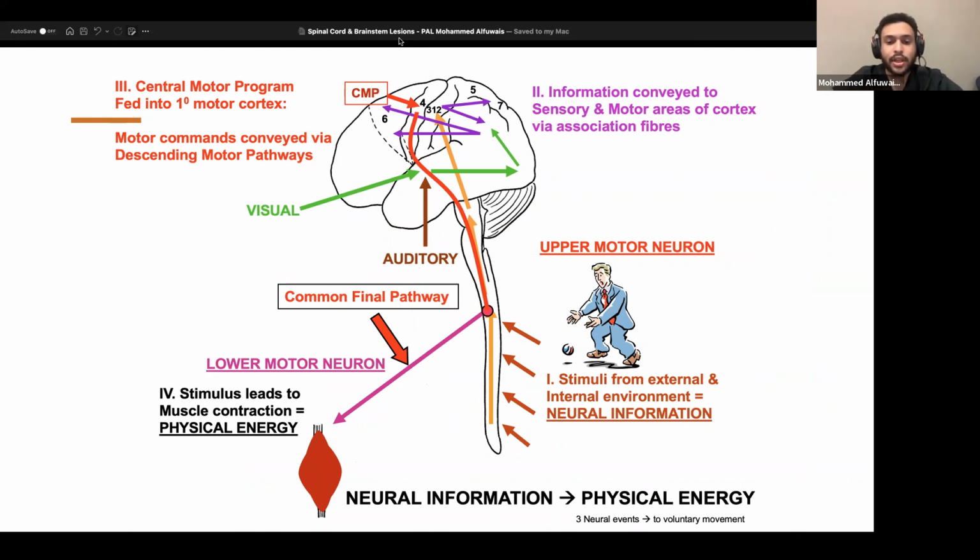So I got a question. A lesion of the spinal cord at the dorsal column is contra or ipsi? So a lesion at the level of the spinal cord at the dorsal column is usually ipsilateral.